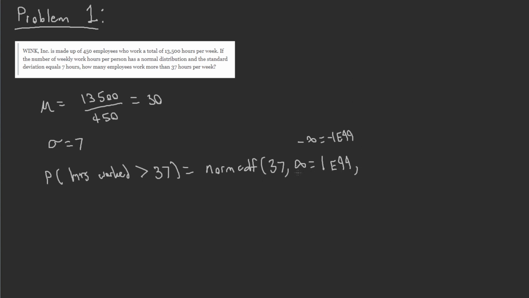And so then we have these bounds on our integral. Now we just need to put in the mean and the standard deviation. The mean here is 30, standard deviation is 7. This will give you the probability.